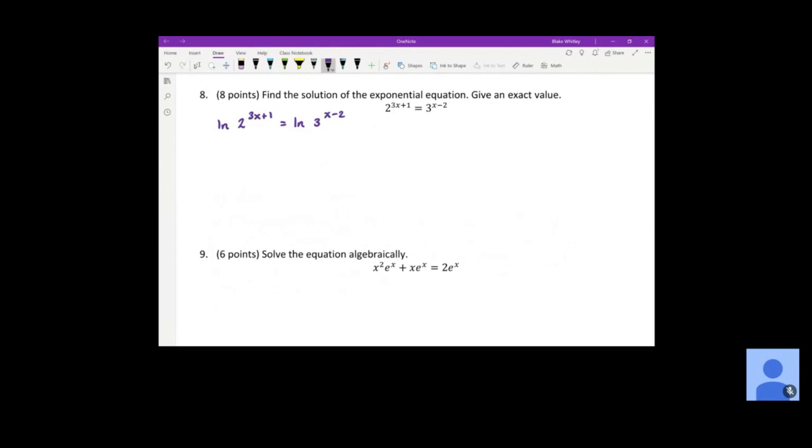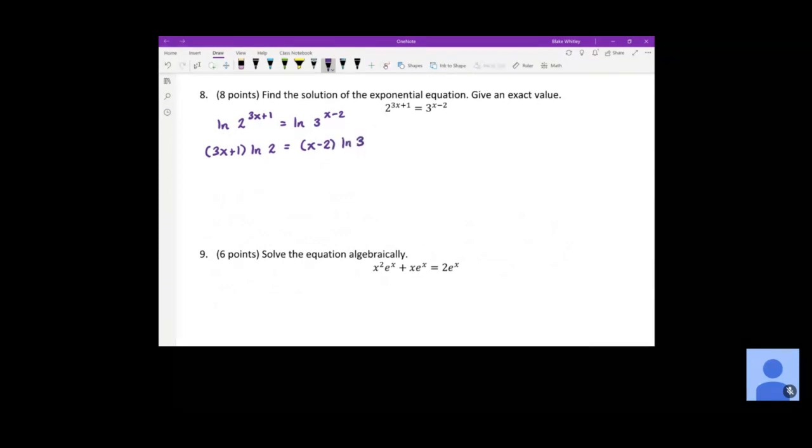Now, once we've done that, now what can we do? Move the exponents, right? So that entire 3x plus 1 is going to come out front. So I'm going to keep that group together: 3x plus 1 times the natural log of 2. And I'll bring the x minus 2 out front on the right-hand side. So that's x minus 2 times the natural log of 3.